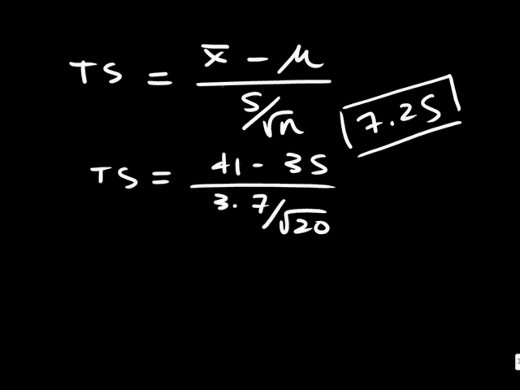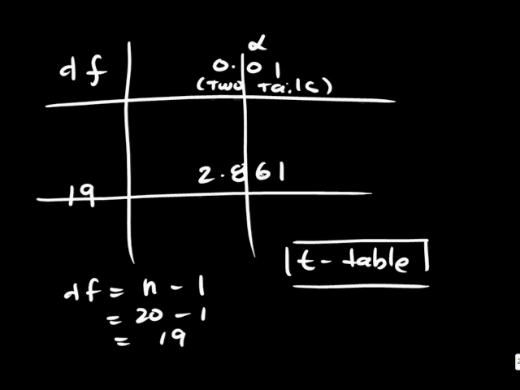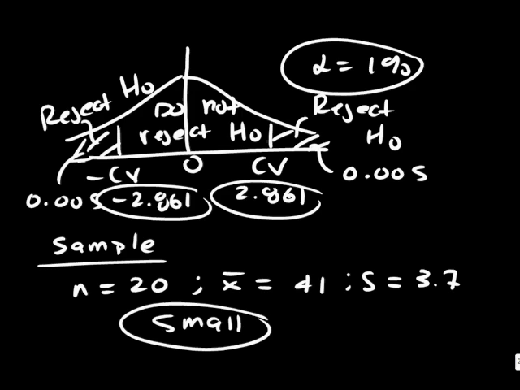Let's see where 7.25 lives on the decision rule. As you can see, 7.25 is off the charts in some way. Any value between negative 2.861 and positive 2.861 is in this middle region here. 7.25 is pretty much way out here for a test statistic value.